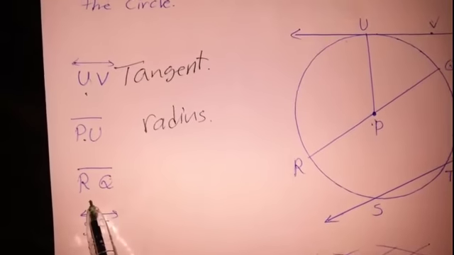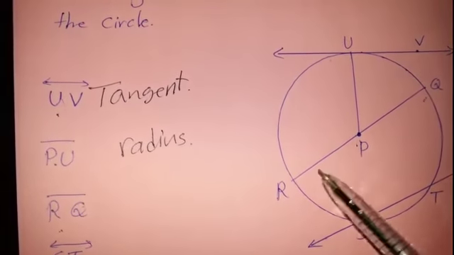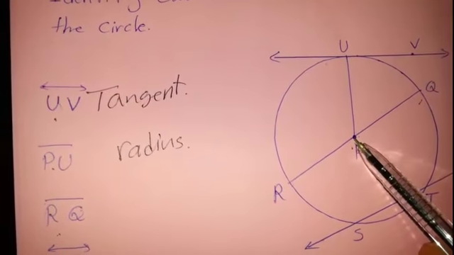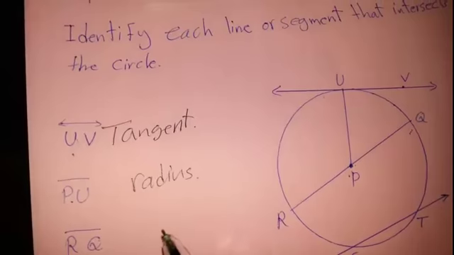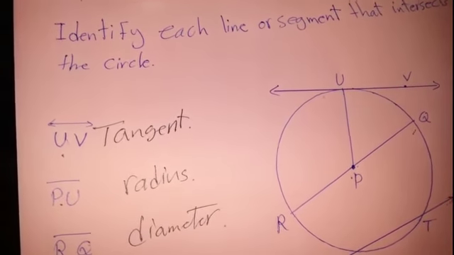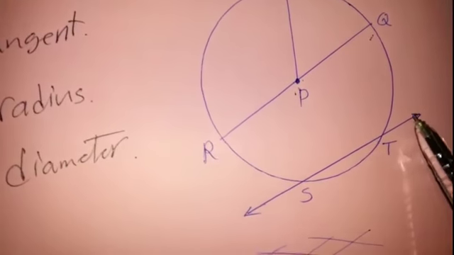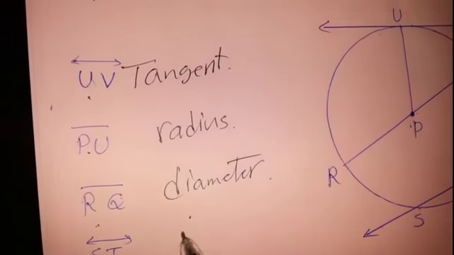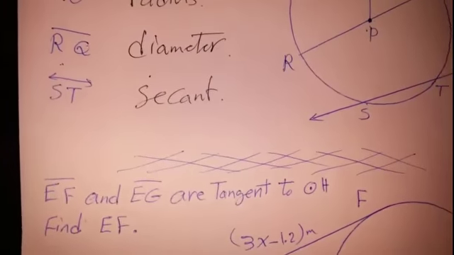Okay. RQ, it's a segment that touches the circle from its endpoints and passes through the center, so it's what? Diameter. And ST, a line that intersects or cuts the circle at 2 points, so we call it secant. Just edit it.